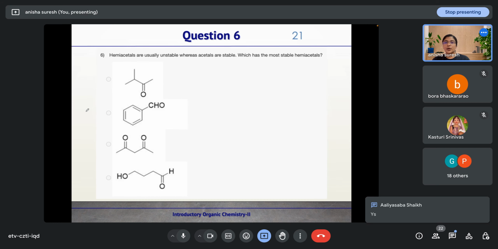Okay. Now coming to question number 6. Hemiacetals are usually unstable, whereas acetals are stable. Which has the most stable hemiacetal? Out of these four compounds, which is having the most stable hemiacetal? Option D. What is the reason?